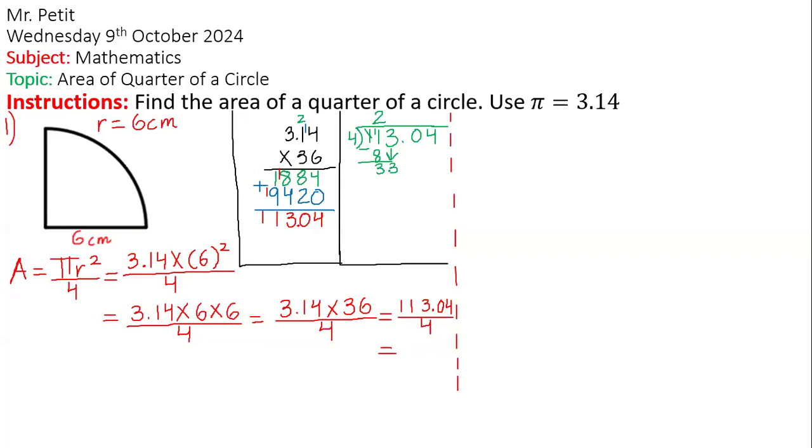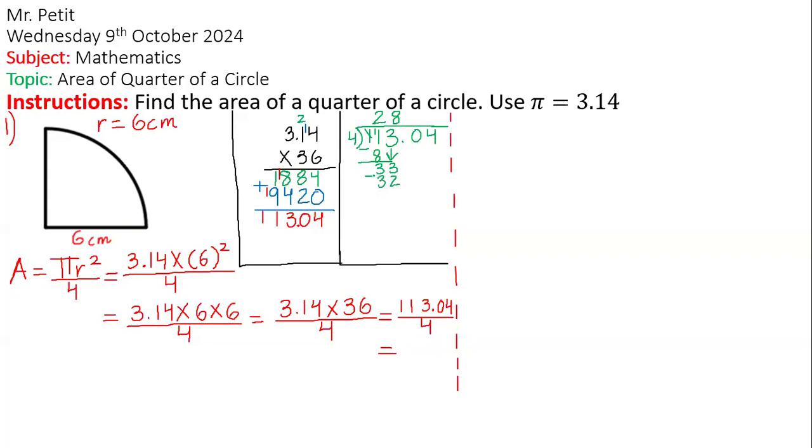How many times does 4 go into 33? 8 times. What is 4 times 8? 32. So you put 8, and 4 times 8 is 32.